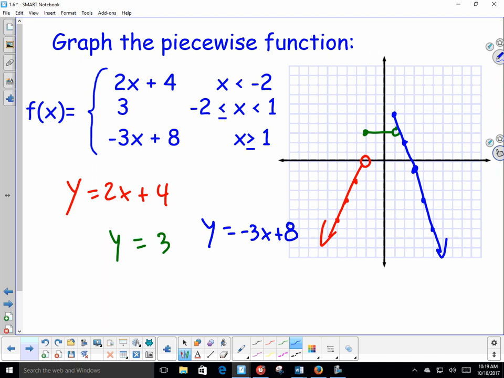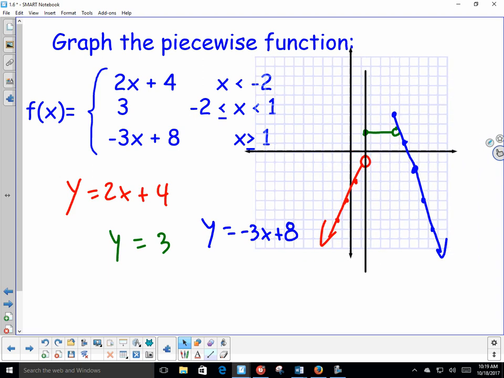All right, here's my big question for you. Does this graph pass the vertical line test? Yeah, because even right here at this point we have a point and a hole, and the hole doesn't count as a point, right? So now it's all good, it is a function.